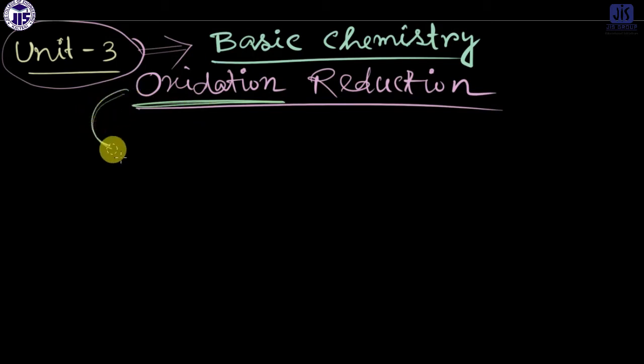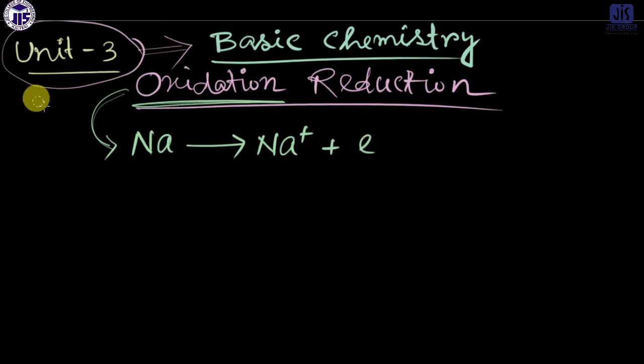Oxidation, generally, we can define as the loss of electrons. For example, if we take sodium, after losing one electron, what happens? It becomes Na plus plus e minus, isn't it? So here, look, it is the loss of electrons.